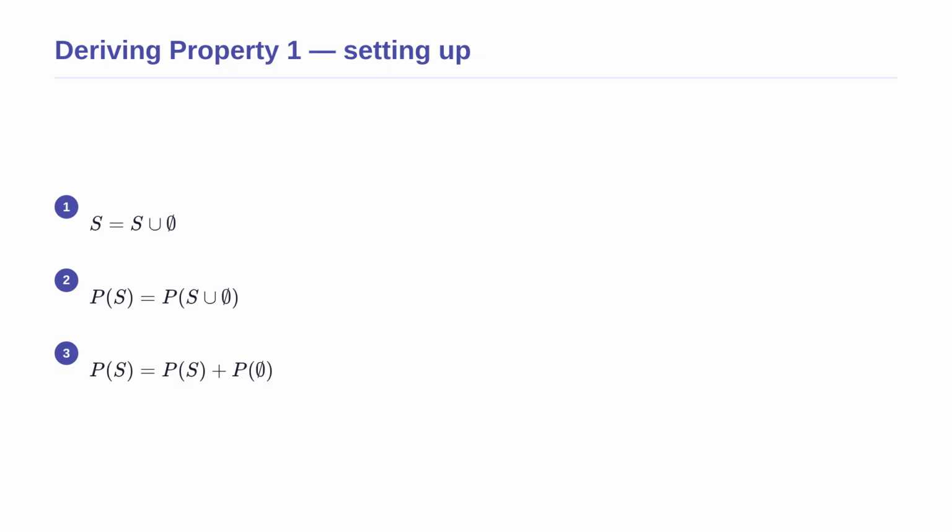By applying that axiom, we can split the probability of the union into the sum of two separate parts, the probability of the sample space plus the probability of the empty set. This sets up our equation perfectly for the next step.